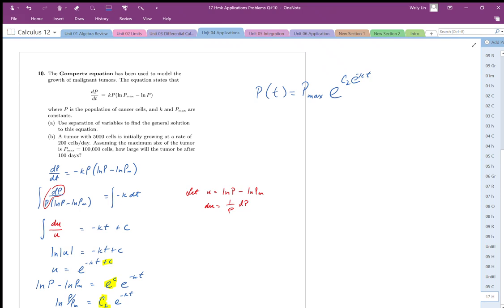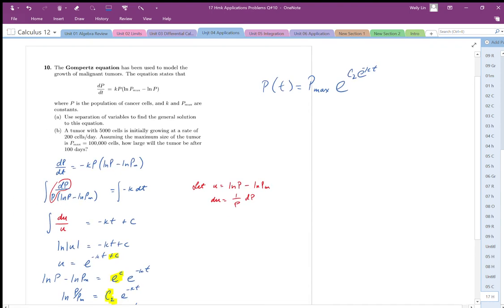Second part of this problem, part B, says a tumor with 5,000 cells initially growing at a rate of 200 cells per day. Assuming the maximum size of the tumor is 100,000 cells, how large will the tumor be after 100 days? Okay, so first of all, what we're being asked to do is solve for the specific solution. So we are given P max, we need to solve for C2 and K. Okay, so that's the first thing we're going to do.